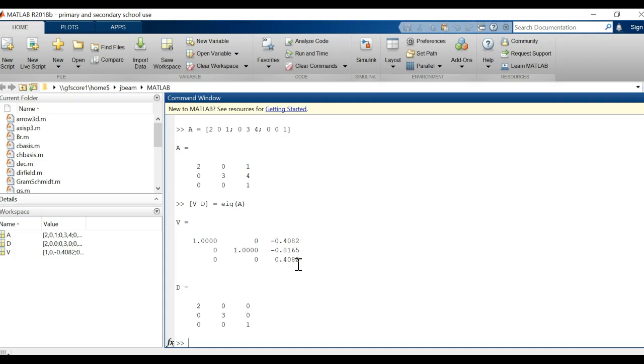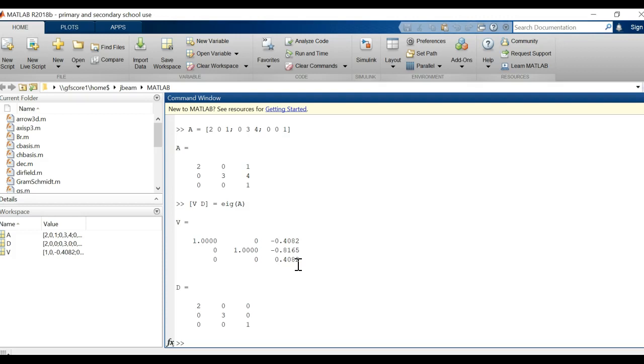Just so you see what's going on here, the results that you're getting here are actually going to be unit eigenvectors. They're the eigenvectors with the magnitude of 1. Okay, so that's why you're getting these kind of funny answers.